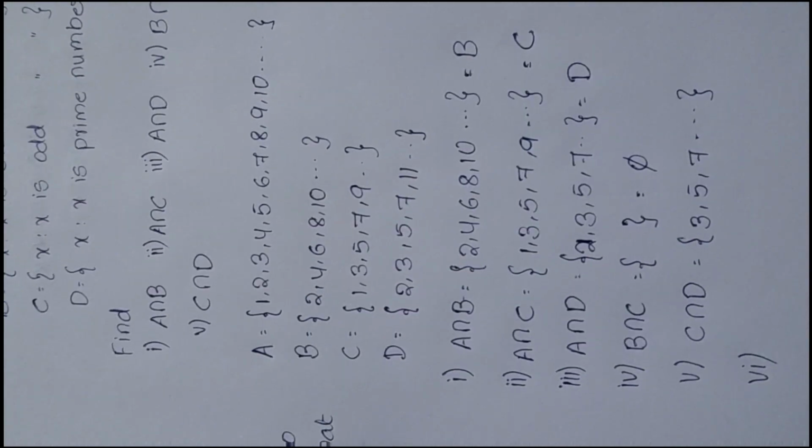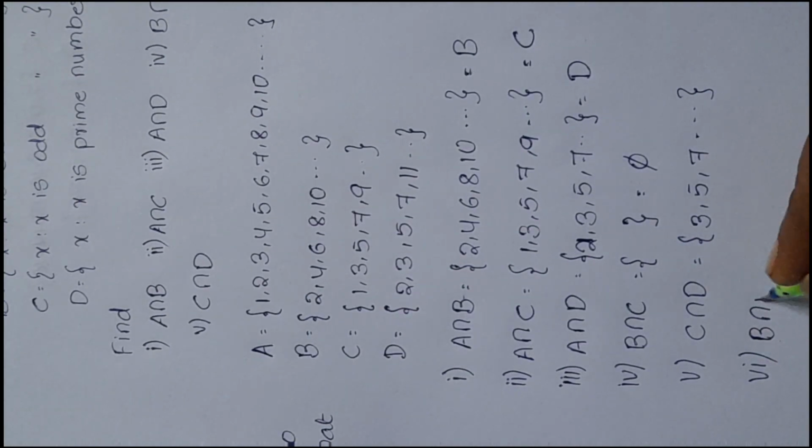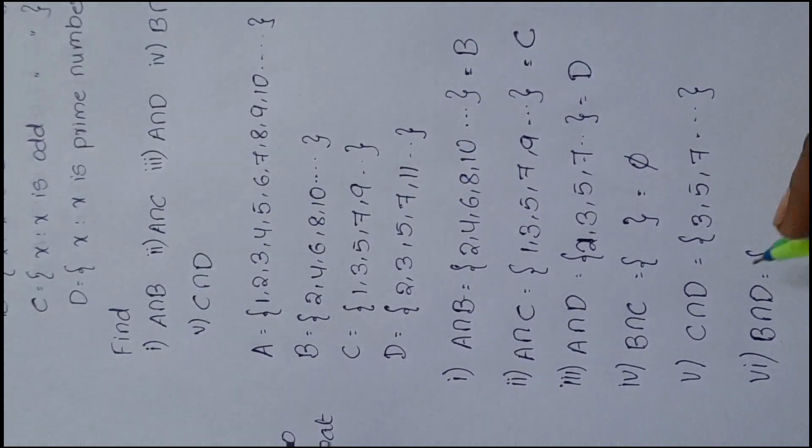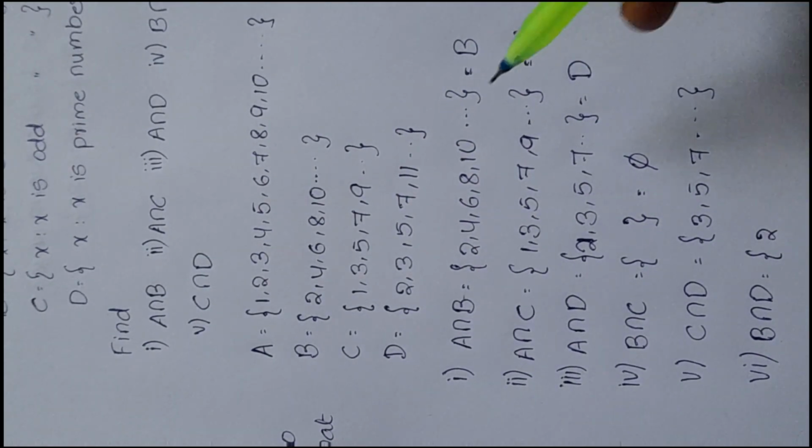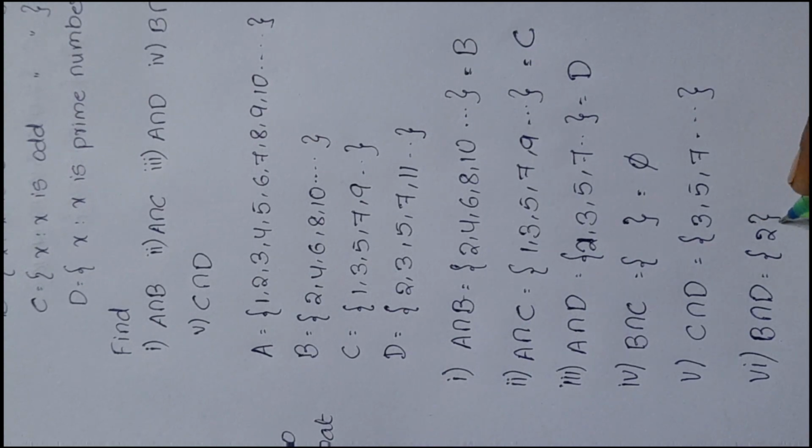Sixth question is B intersection D. The common elements in B and D are 2. No other element is common. So the answer is a singleton set, 2.